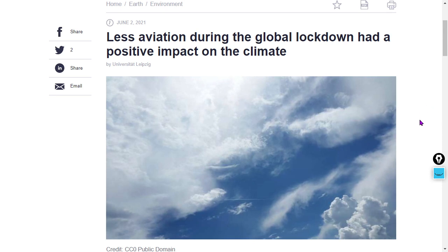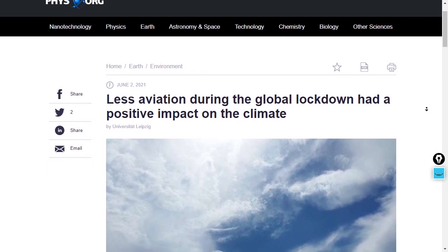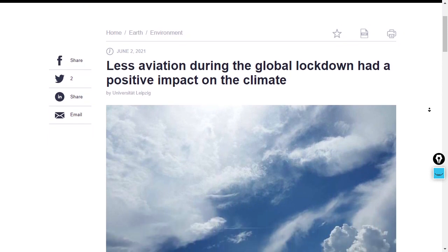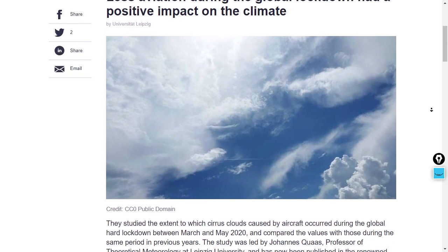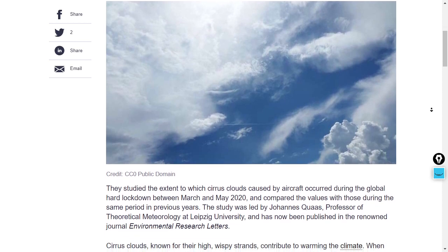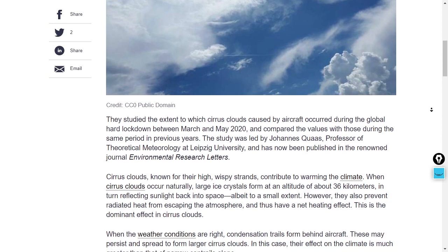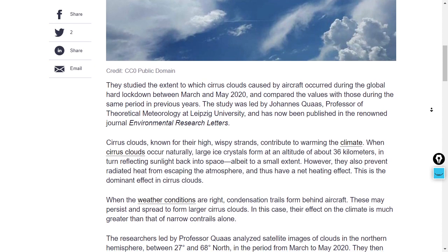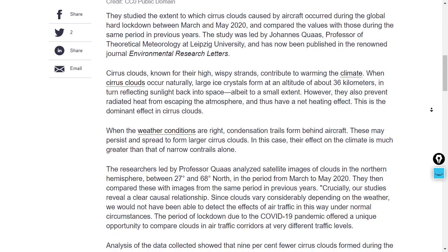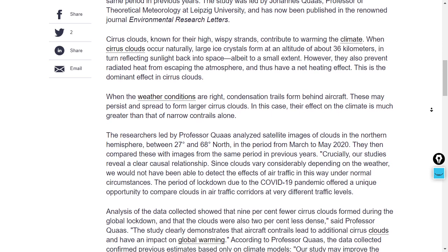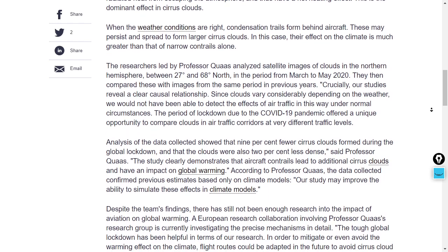Check out this idiotic article. It's a sharticle from phys.org. Less aviation during the global lockdown had a, quote, positive impact, end quote, on the climate. What the article is stating is that clouds cause global warming. So that's the moronic idea asserted by this article. And while clouds do make the planet warmer at nighttime, the albedo effect of the clouds cools the planet in the daytime. So you get lower highs and higher lows as a result of a more cloudy environment.